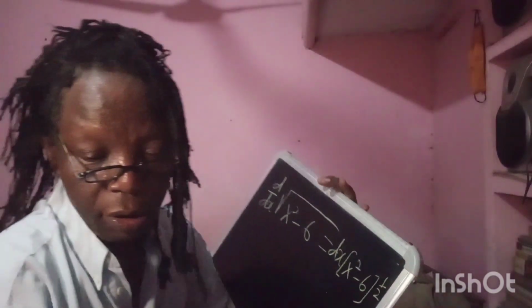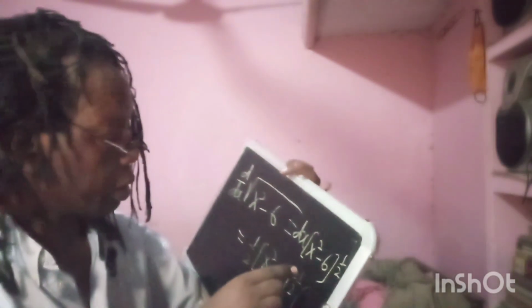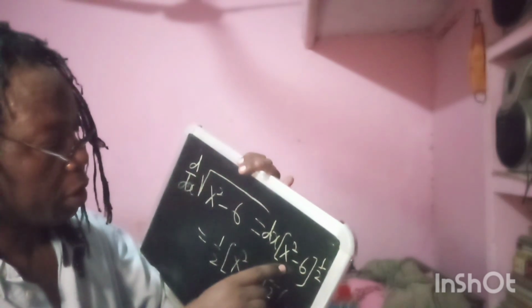So once we have done that, now we can bring half in front, so it will be half, and then the inside will remain the same, which is x squared minus 6, to the power half minus 1, which is negative half. Then you differentiate the inside, the 6 will disappear, and this will be 2x only.